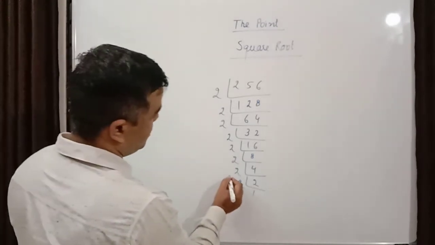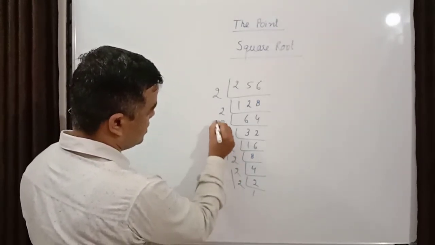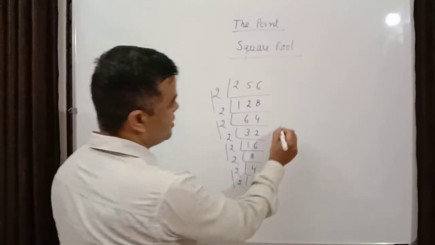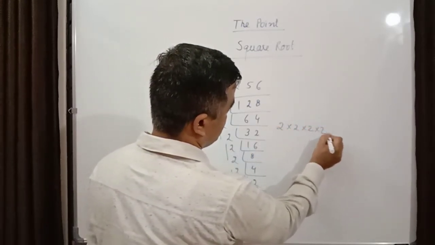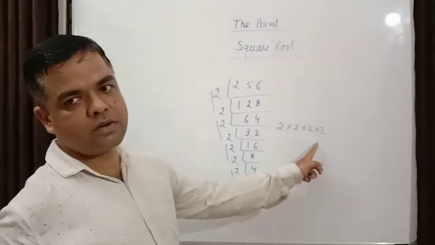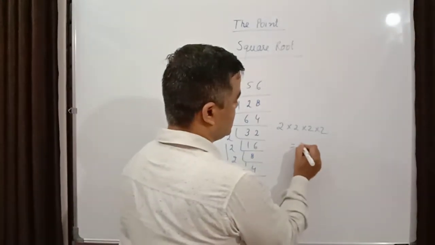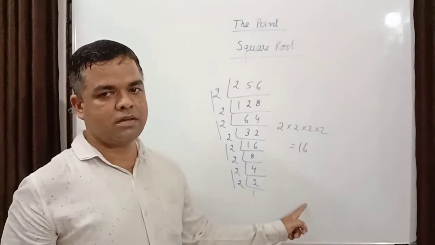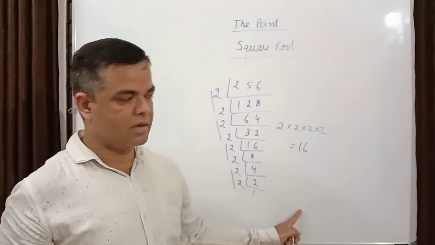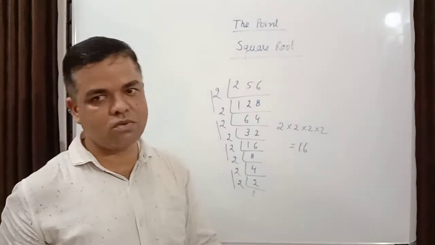Now make the pairs. How many pairs have we made? 1 2 3 4 pairs. So write pairs like this: 4 pairs of 2 2 2 2. 2 2 ja 4, 2 ja 8, 2 ja 16. So this is the square of 16, and the square root will be 16. So both the methods you have to learn.